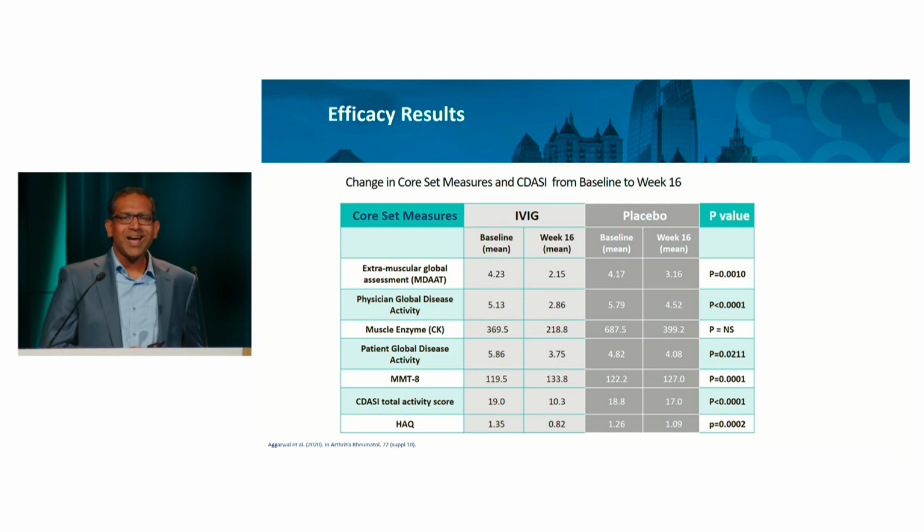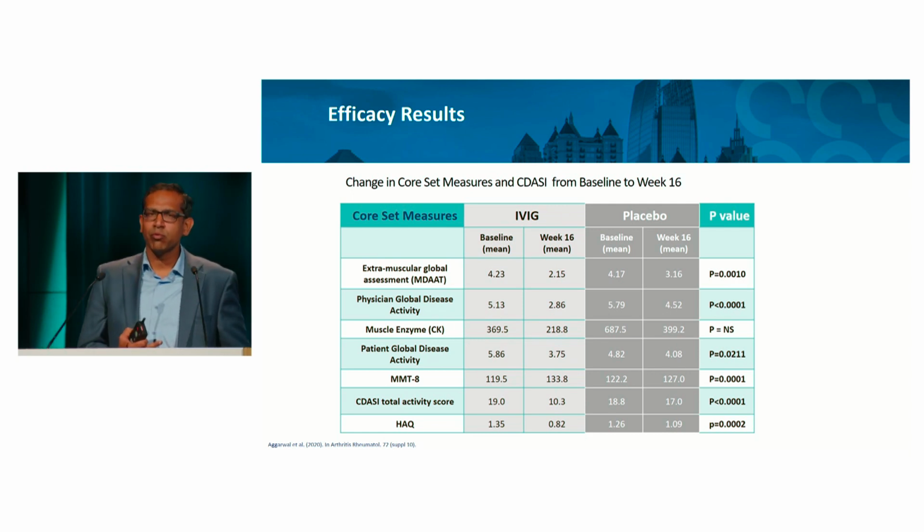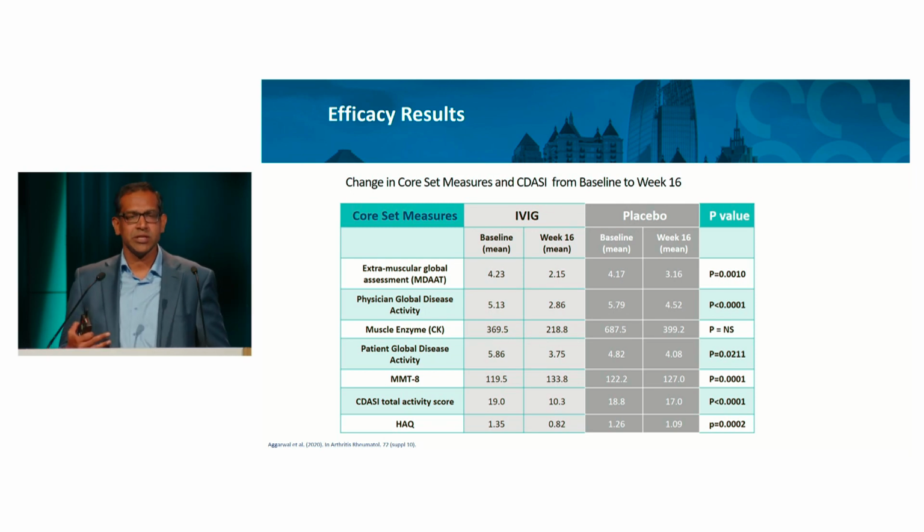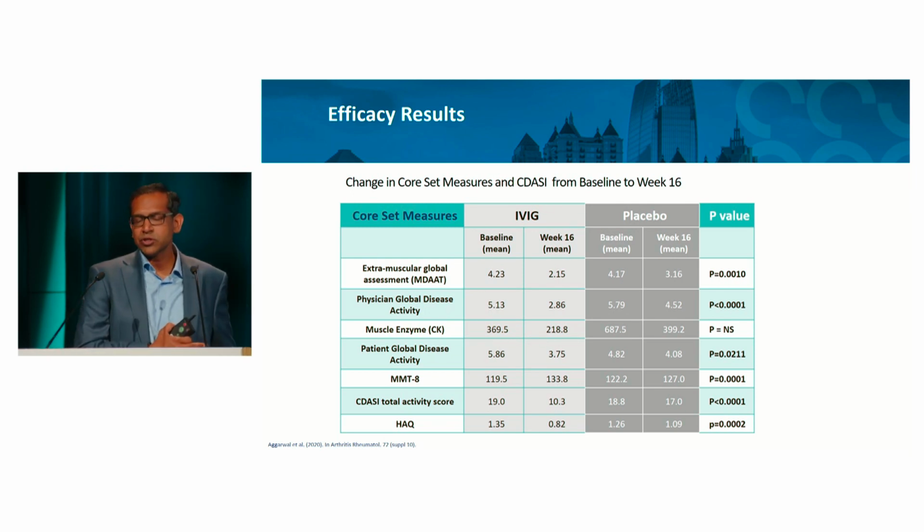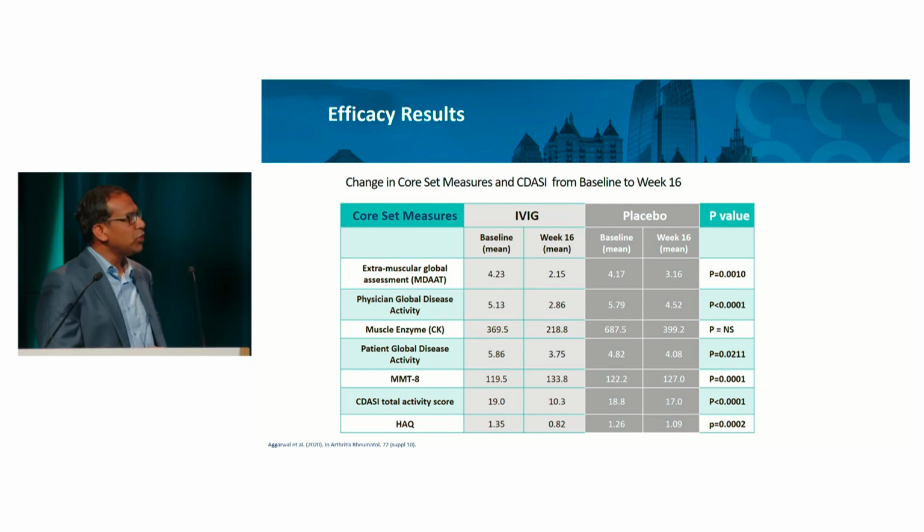Now, people would ask, if the total improvement score improved, how do we know what component or what aspect of the patient improved? Did their muscle weakness improve? Did their physical function improve? Did their rash improve? So when we looked into that, almost everything improved.